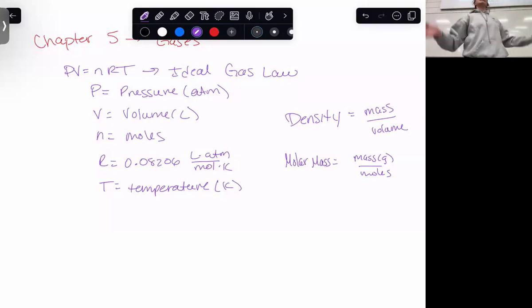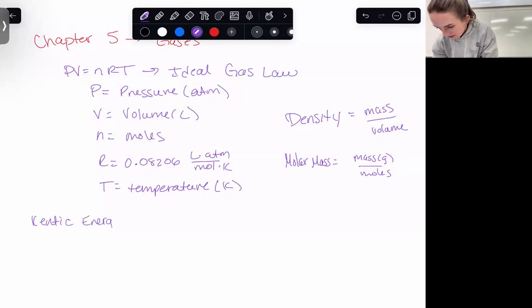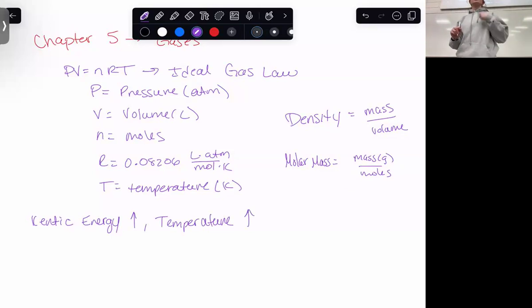If we're talking about an ideal gas, we're saying that this gas is behaving ideally. Is that going to be at a high temperature or a low temperature? Why do we say high temperatures? Perfect, because what do we know? Kinetic energy is related to temperature. As your kinetic energy goes up, your temperature goes up. They are directly related. So as temperature increases, kinetic energy increases, and as kinetic energy increases, the molecules are moving faster.